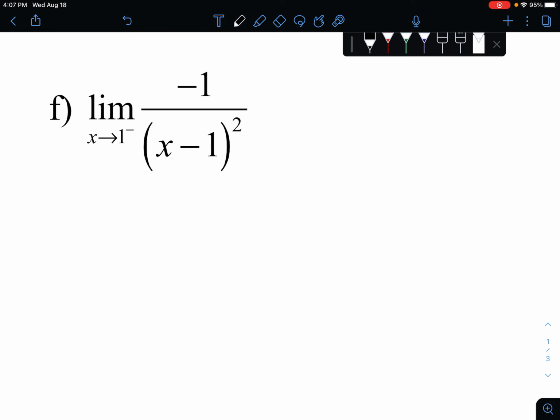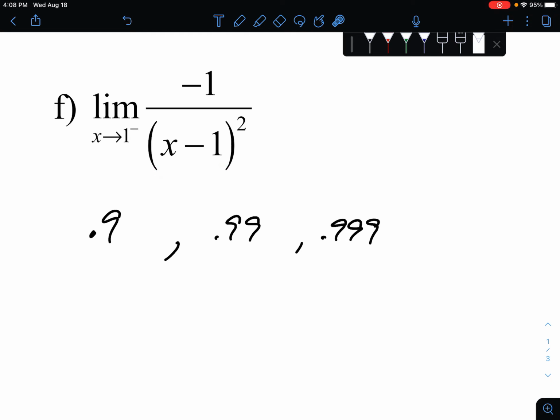Okay. Negative 1 over (x minus 1) squared as I'm approaching 1 from the left side. So the numbers I am thinking of are I could plug in 0.9, 0.99, 0.999, and so on. All that means to me is this difference is getting very, very small. So I'm going to be dividing by a very, very small number that is then squared, so it would be a very, very small positive number.